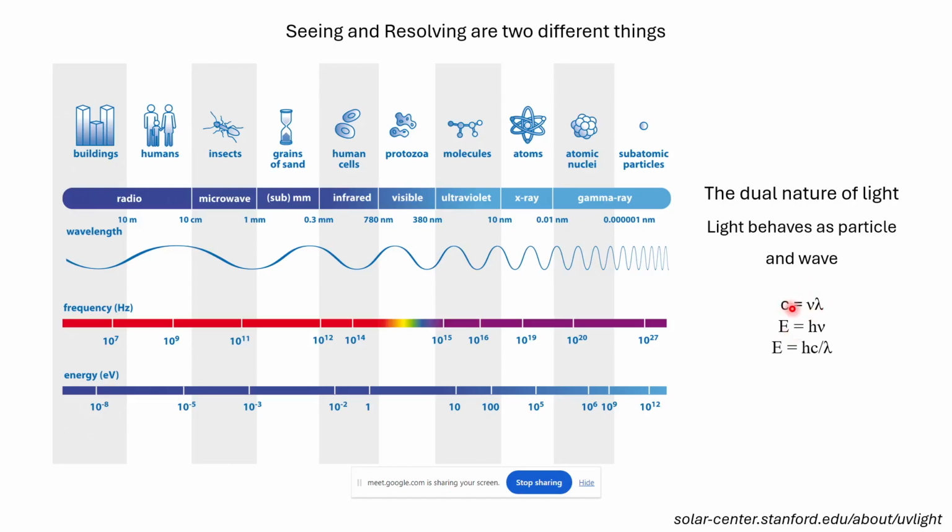So using this c is equal to nu lambda, we can put the value of nu as c by lambda. From this equation we get that E is equal to hc by lambda, where we can say that as the wavelength of the light decreases, the energy of the light keeps on increasing, just as in this case where the radio waves have the highest wavelength and the lowest energy. And as we go from radio to gamma, gamma has the lowest wavelength and the highest energy.